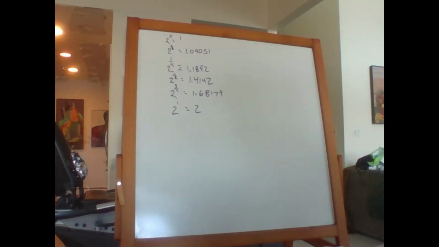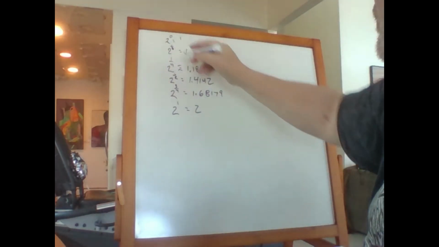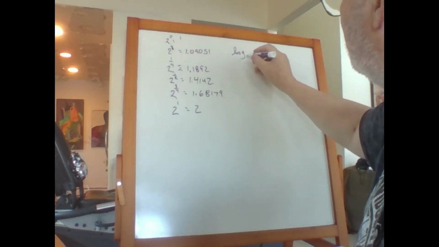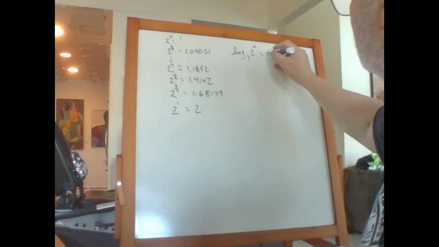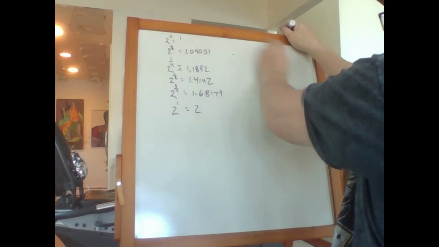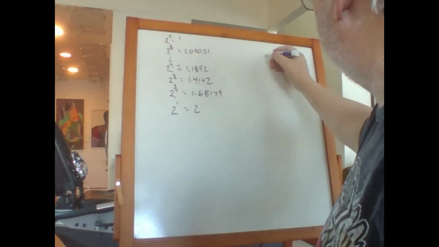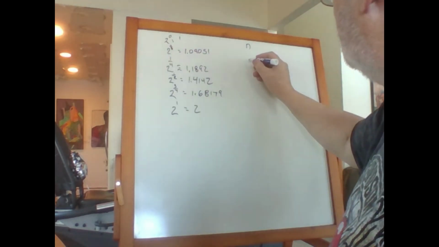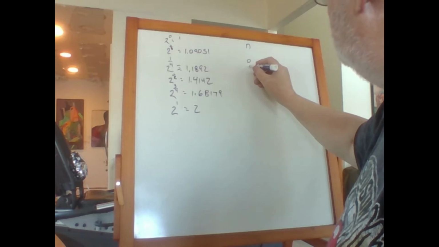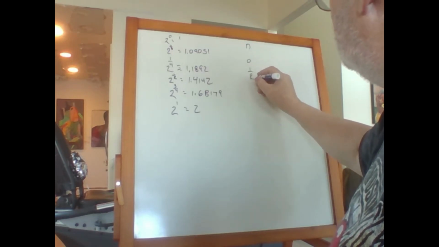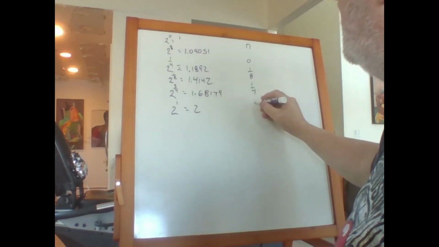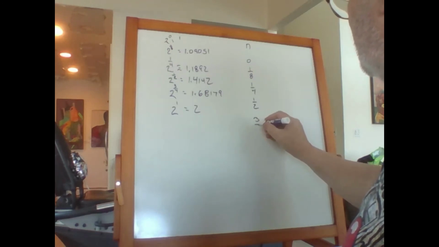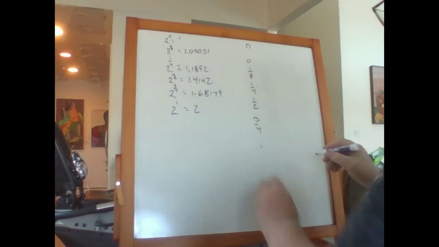So now we just go log. So log of 2 to the 0 is 0. Log base 2 of 2 to the 0 equals 0. And so on. It's always just the exponent. So we have n, the exponent on this side. So we got 0, 1/8, 1/4, 1/2, 3/4, and 1.